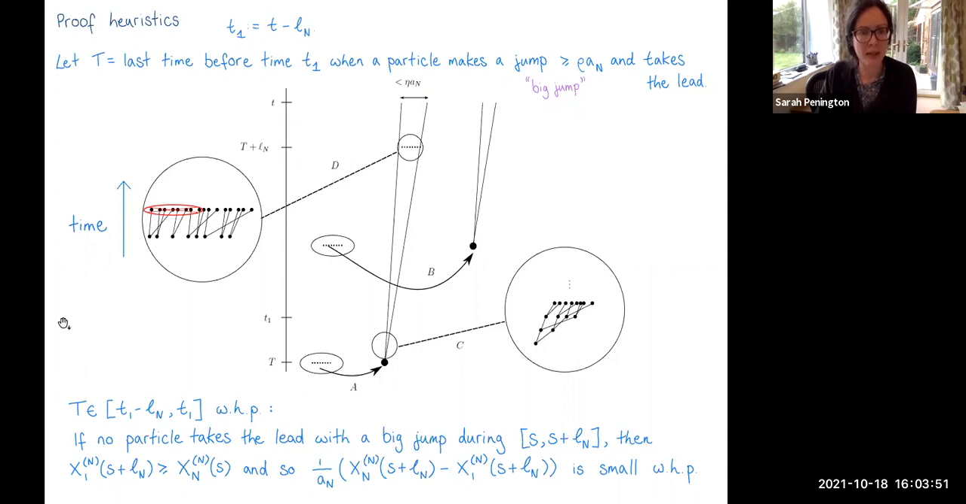And then another thing that we wanted to show was the result about the spatial distribution of particles.